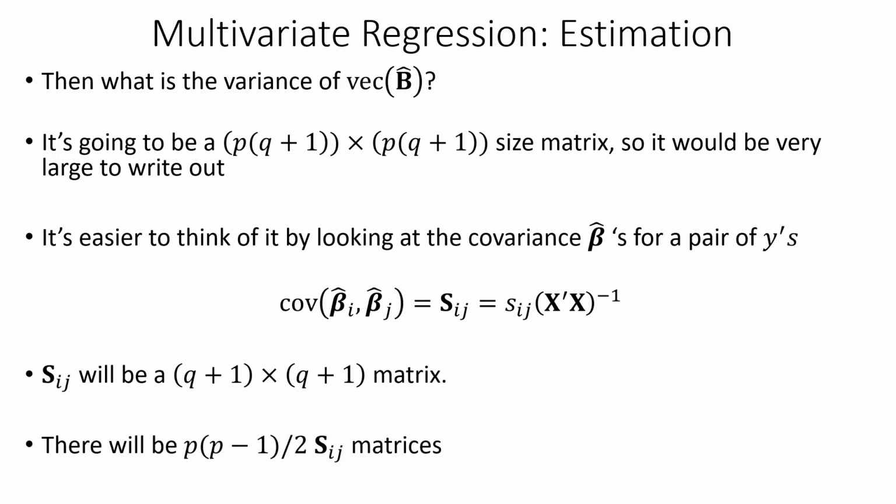Then we're going to end up with a lot of these matrices that we stack up one on top of another. In fact, we'll end up with p times p minus 1 over 2 of these Sij matrices. The good news is they'll almost all be identical. They'll all have this same form, this X transpose X inverse matrix, and then we're just going to multiply all of those by a single scalar. Just the scalar is what's going to be different.